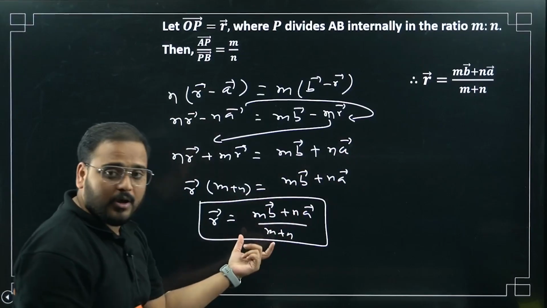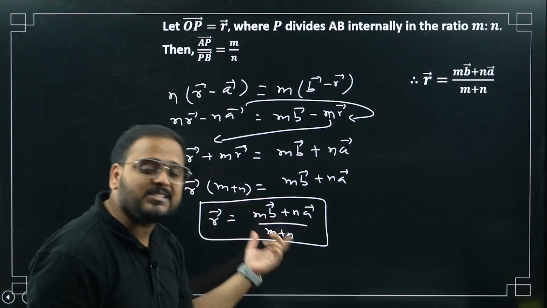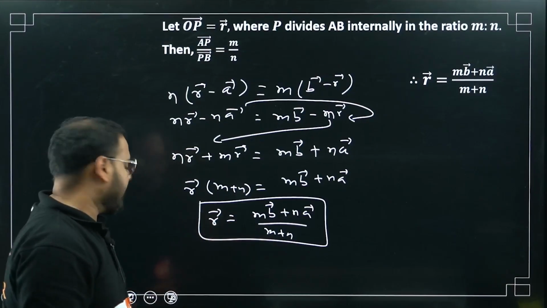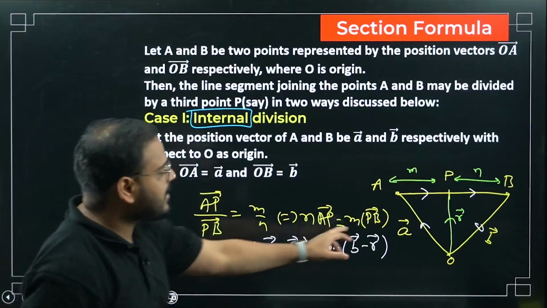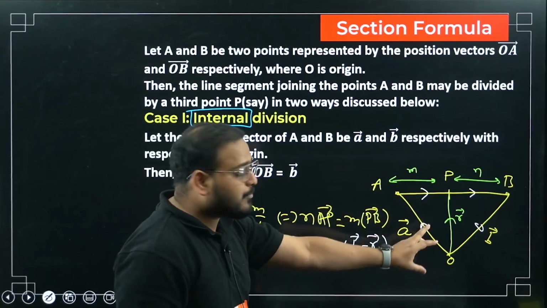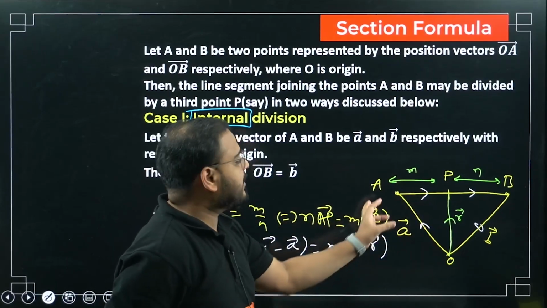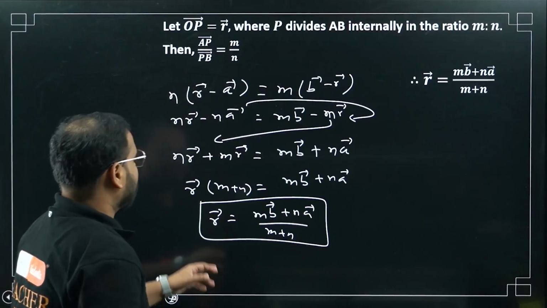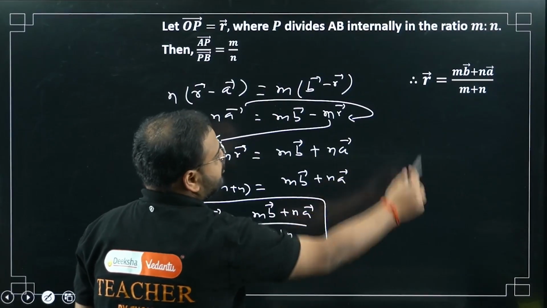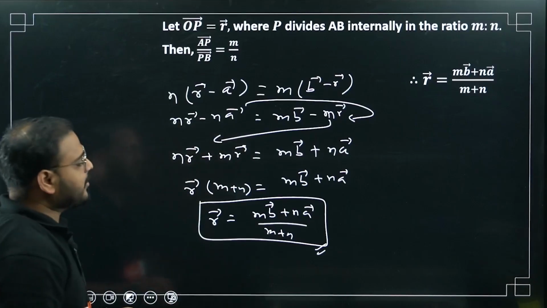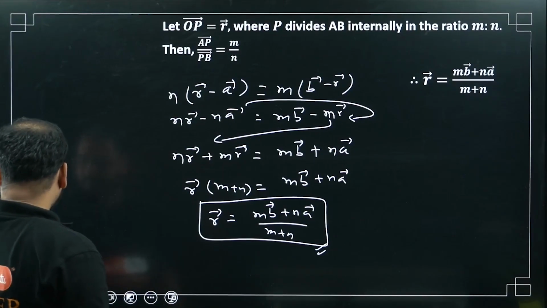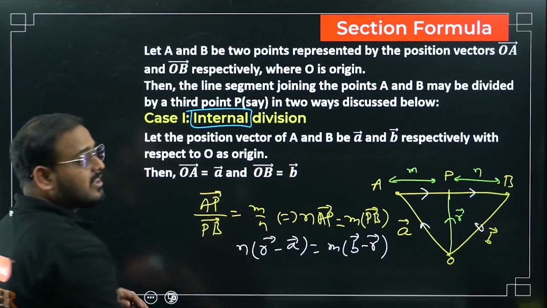So this is the section formula, used when we are looking to find any point P's position vector which divides the vector AB in the ratio M is to N. This is the position vector of the point P which divides the vector AB from where to where, in the ratio of M is to N, given by this condition. Same thing is written over here: MB plus NA upon M plus N. Okay, very simple.